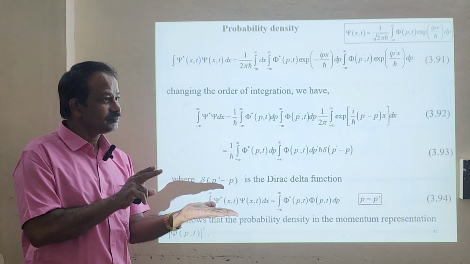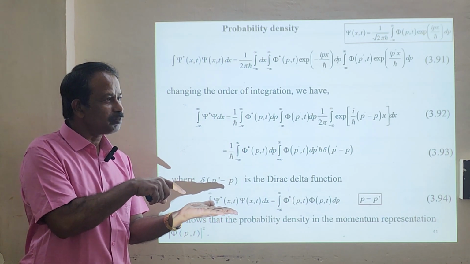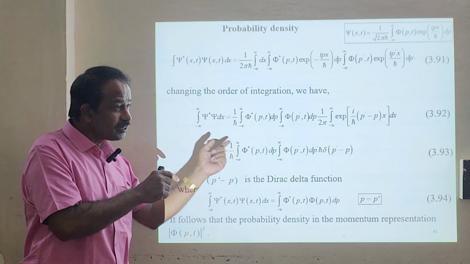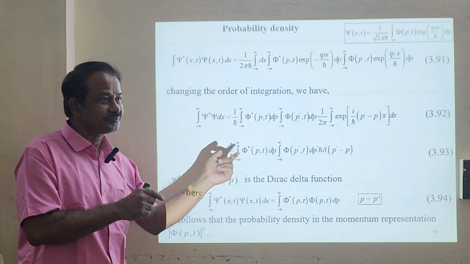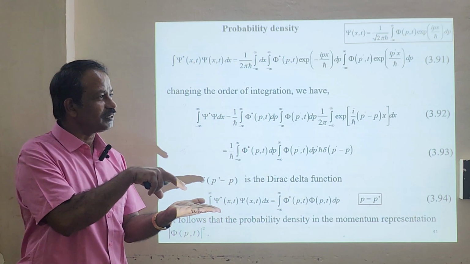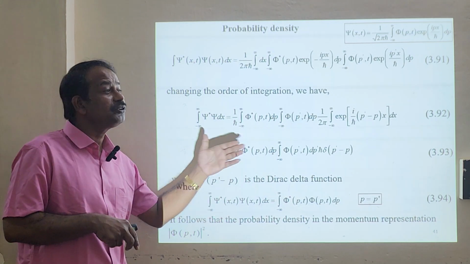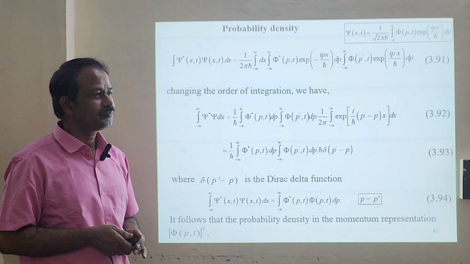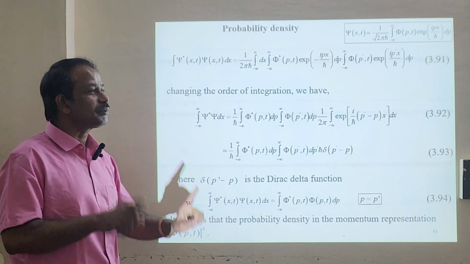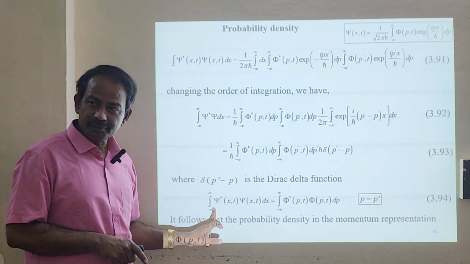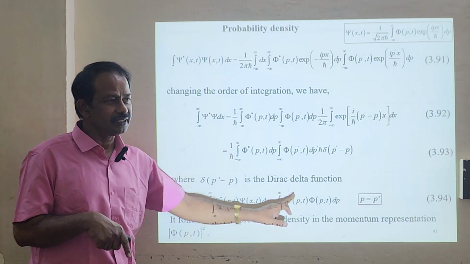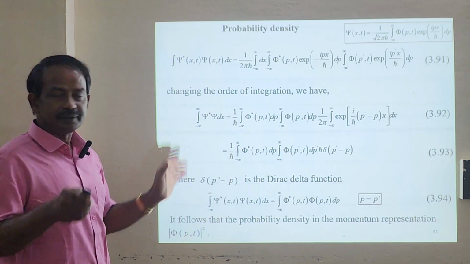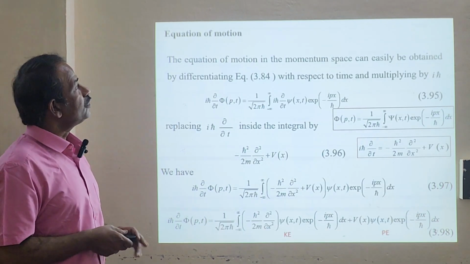Both are equal. Okay, the distance between these two points will give you the atomic distance, correct? You will get the same answer in k space too. So one is the ordinary real space, another one is Fourier space, reciprocal space, reciprocal lattice, the same thing. We will get the same answer. Okay, ordinary representation, coordinate representation, is equivalent to momentum representation. Is it okay?